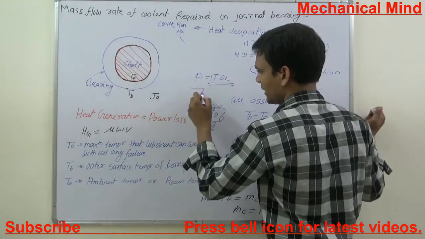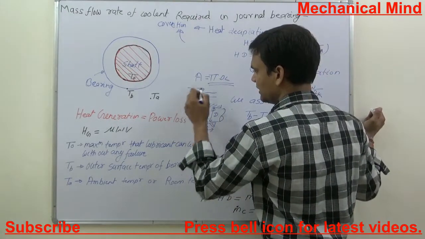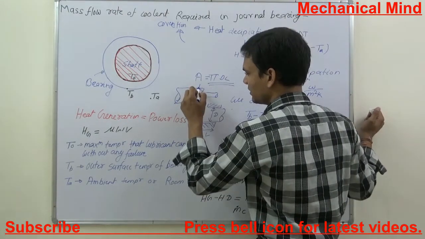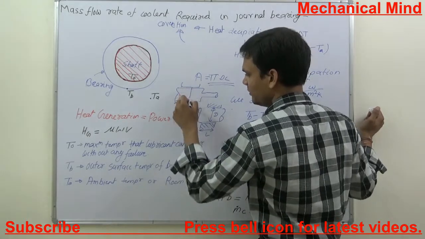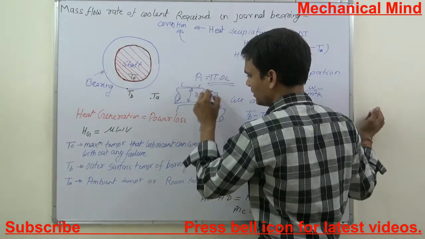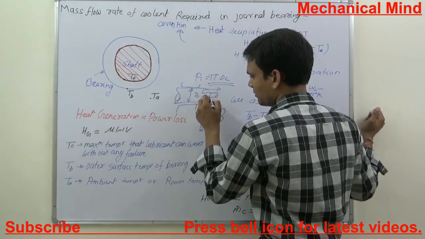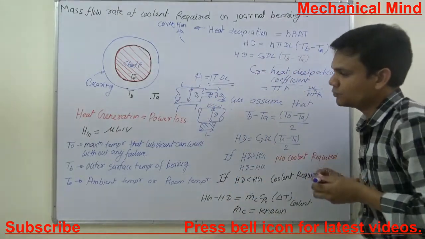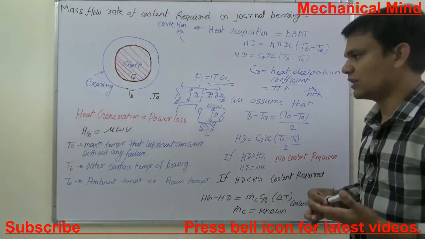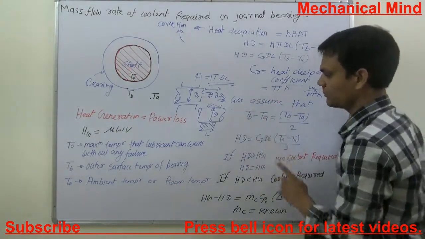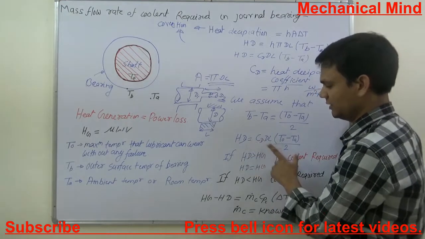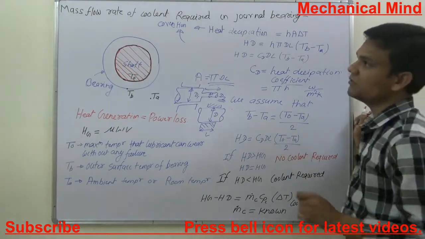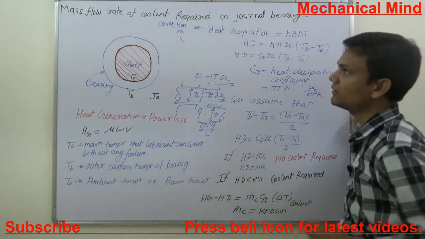Suppose the shaft is larger than the bearing diameter, and the diameter of the shaft inside the bearing is D, then we use this diameter. The other diameter, D1, will not be useful for us. Then we use only the diameter D. So the part of the shaft which is inside the bearing is known as the journal. So heat dissipation is CD DL (T0 minus TA). Then what is the condition in which we use coolant?